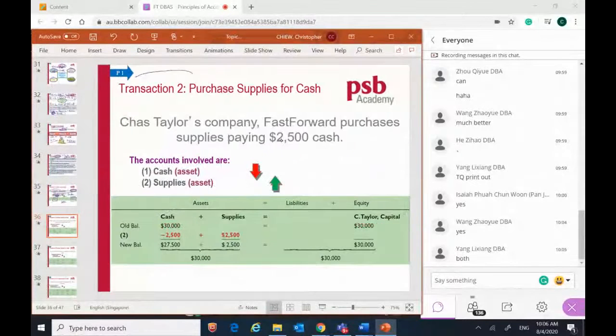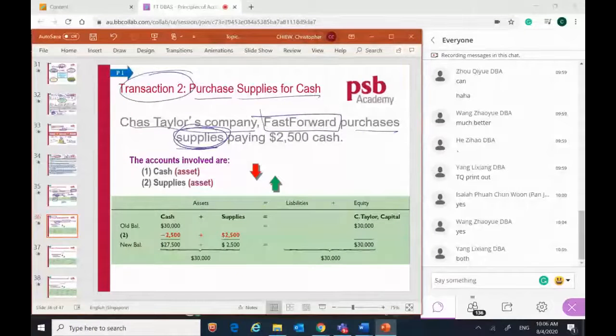Now let's look at transaction number 2. Okay, the company now purchases supplies. So Charles Taylor Company, the name of this company is called Fast Forward. So now the company purchases supplies. Now I want to explain to you what are supplies. See, every time we come across a new term, a new word, I will explain to you. What are supplies? Supplies are anything that the company uses in the course of running the business. Anything that the company needs to run the business are known as supplies.